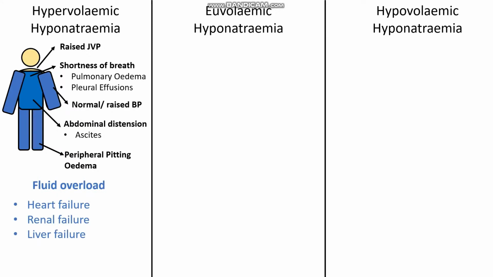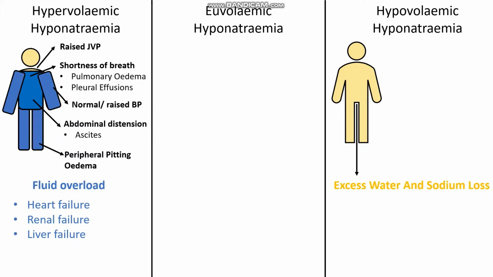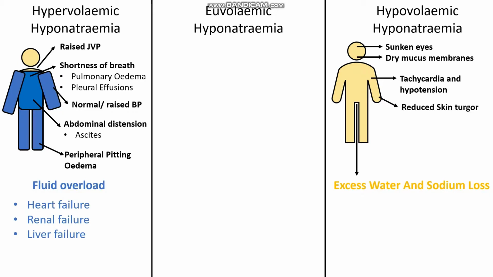Now, what about hypovolemic hyponatremia? Well, in these cases, patients are often fluid depleted due to excessive loss of water and sodium. Features of this may include sunken eyes, dry mucous membranes, tachycardia, and if our heart cannot compensate by pumping faster, we may get hypotension. And as well as this, patients may get a reduced skin turgor. Things that may cause this include things like diuretic use, or the use of drugs which stop sodium and water reabsorption in the kidneys, diarrhea and vomiting, as well as severe burns.